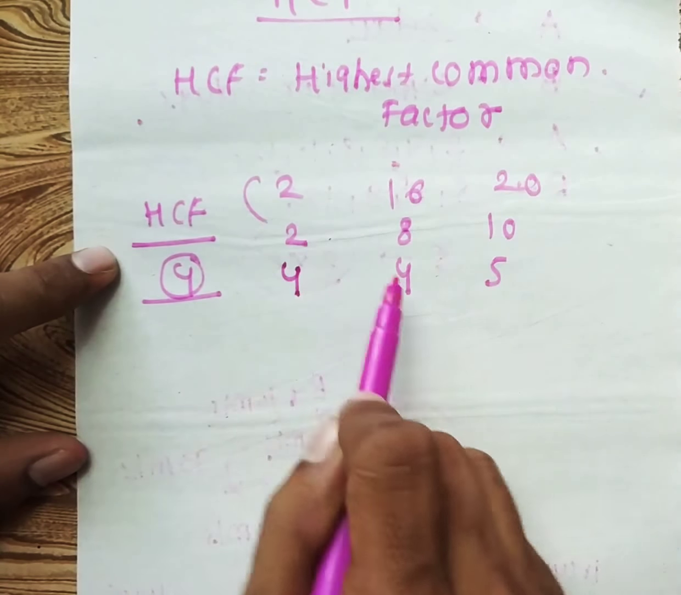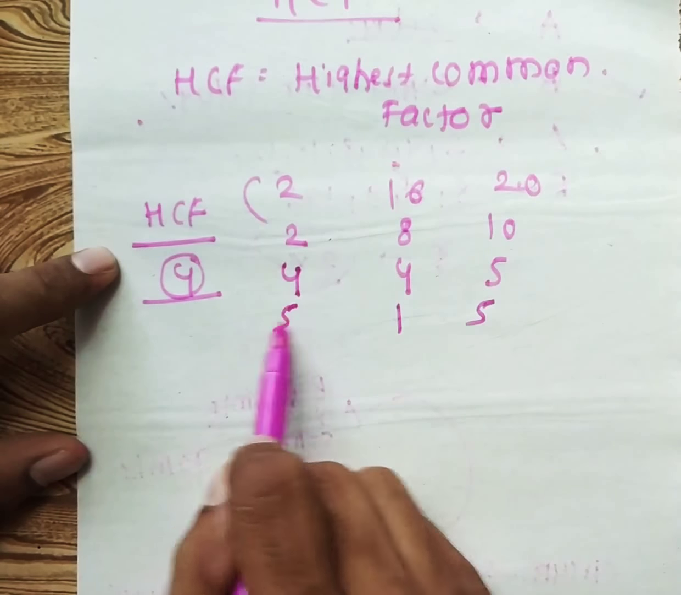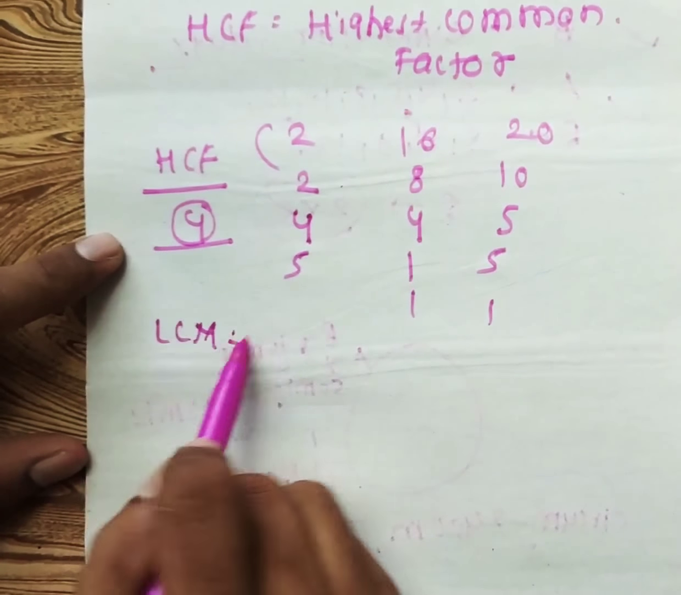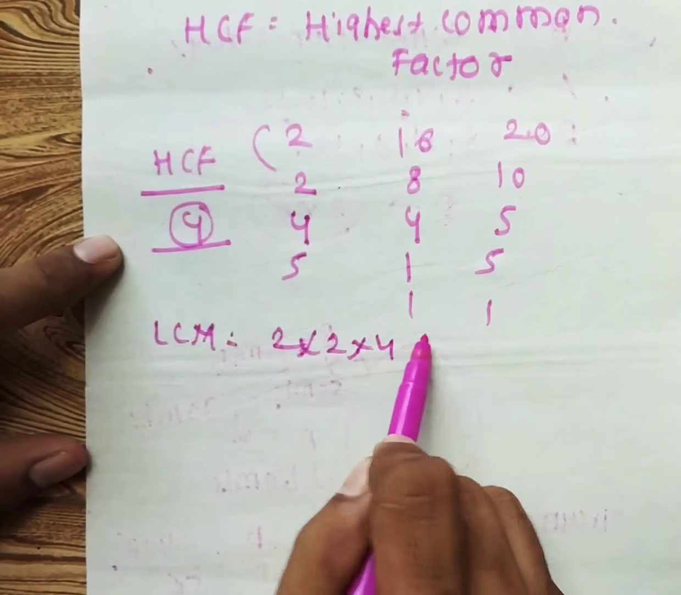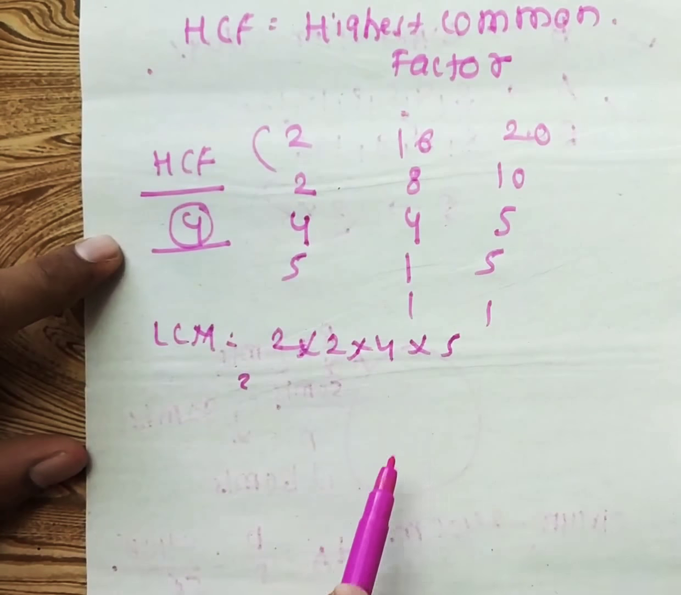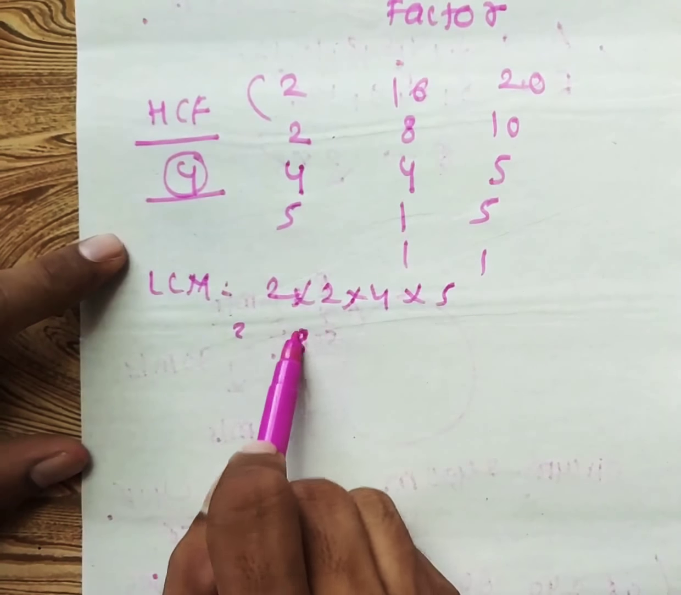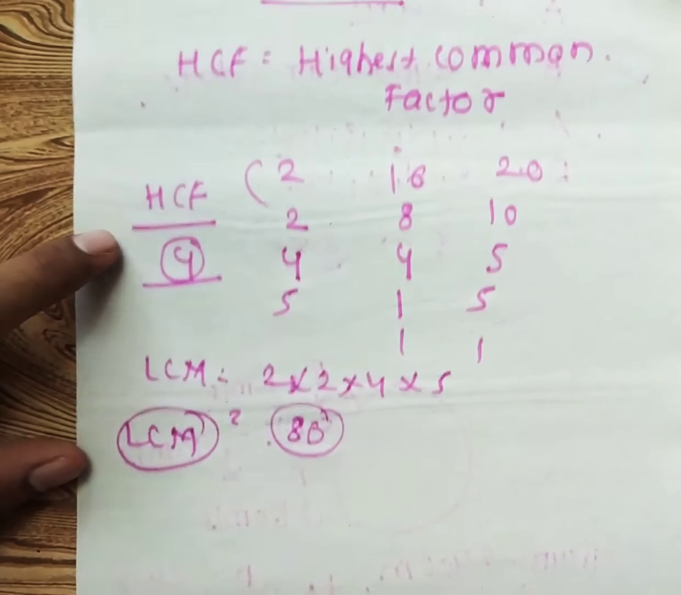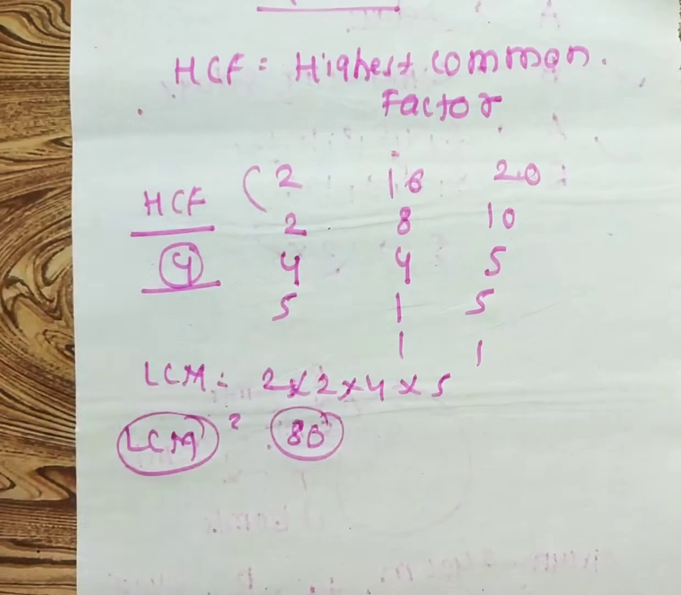So take 4 ones are 4 and 5, again 5 ones are 5. So the LCM will be 2 into 2 into 4 into 5. Means 2 into 2, 4; 4 fours are 16; 16 fives are 80. So 80 is the LCM of these numbers, and the HCF is 4.